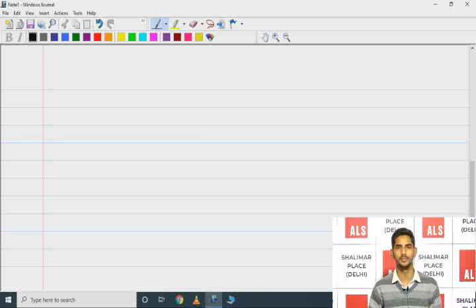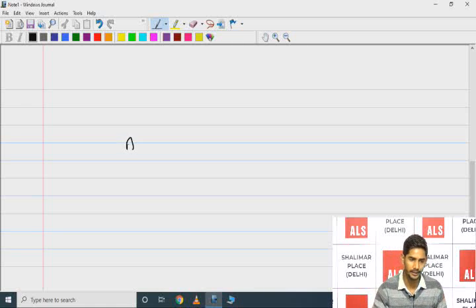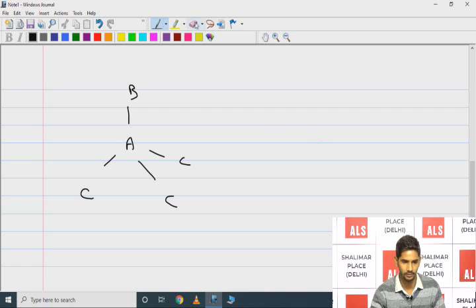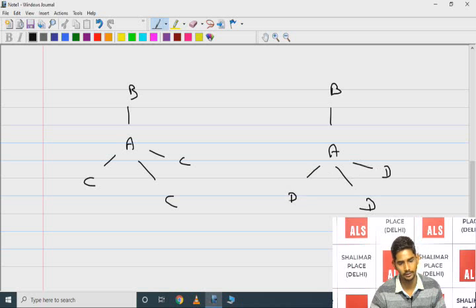Okay guys, I'm repeating this. Just look at the screen. No need to copy this. This is just for the understanding purpose. Look at this. I'm taking an example that this is A, B, C, C and C. There's another molecule which is A, B, D, D and D.